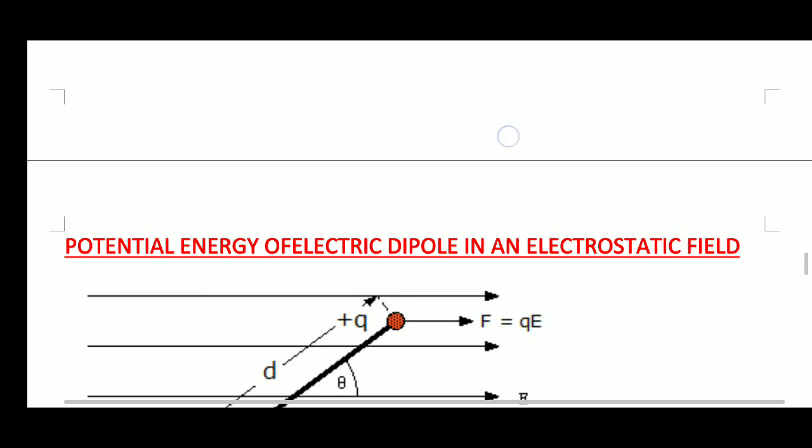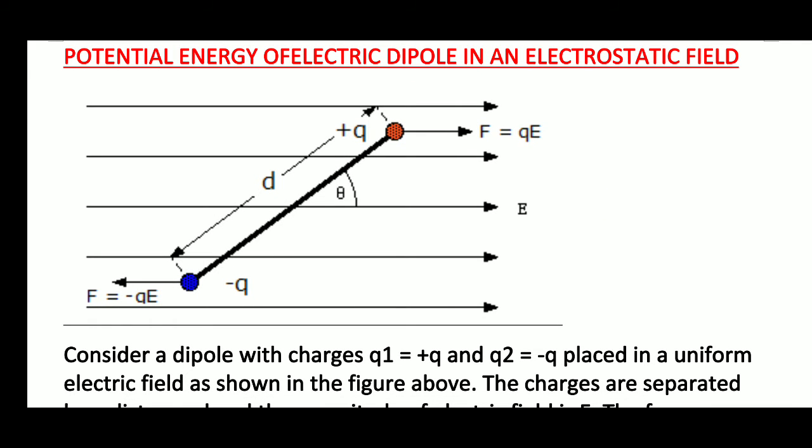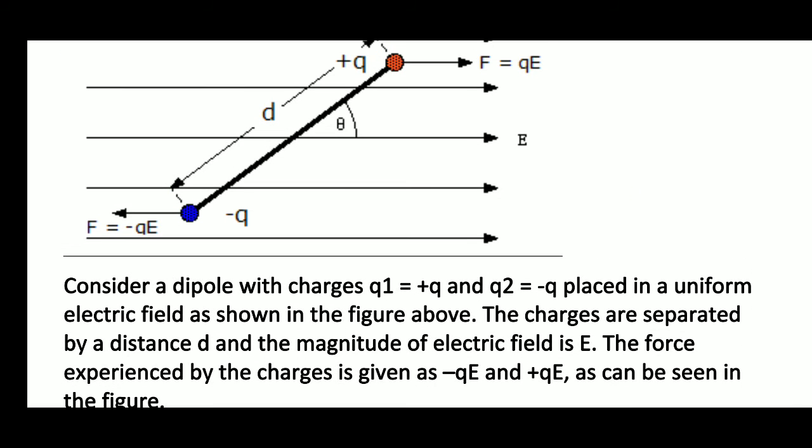Our next topic is potential energy of an electric dipole in an electrostatic field. It means an external field is there and we keep one electric dipole having charges minus q and plus q. So now consider a dipole with charges q1 equal to plus q and q2 equal to minus q placed in a uniform electric field as shown in the figure.